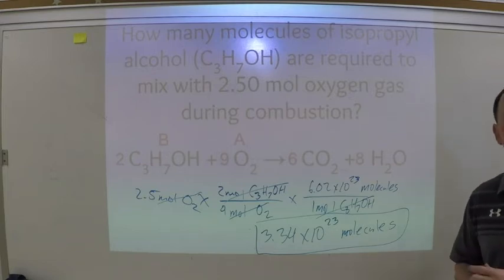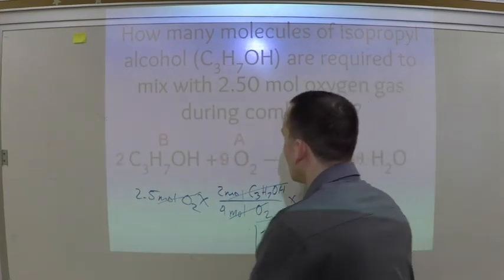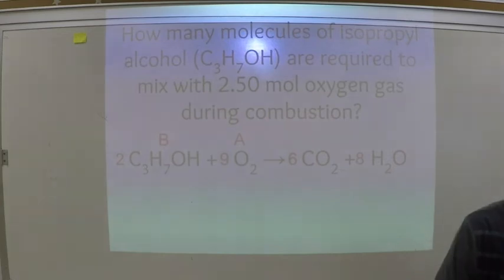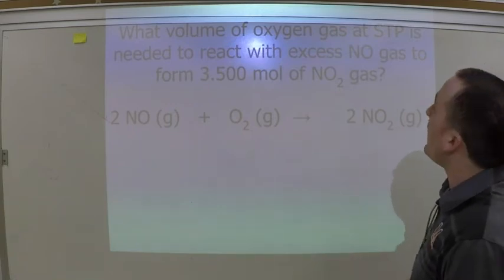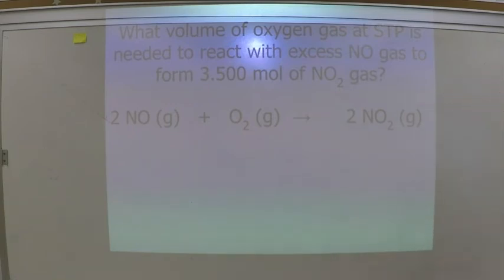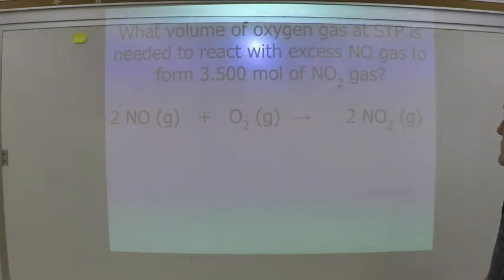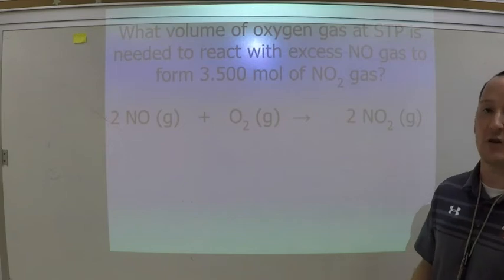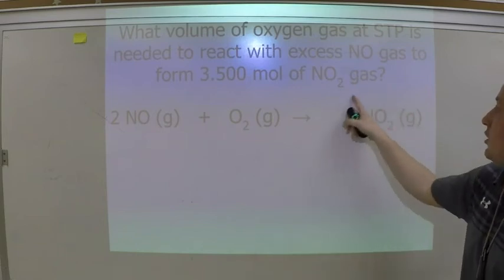Okay? Let's try one more, then I'll give you guys a chance to do some practice on your own. So, here's our next question. What volume of oxygen gas at STP is needed to react with excess NO gas to form 3.5 moles of NO2 gas? So, step 1, is our equation balanced? Yes, it is. Okay. Step 2, identify our given and our desired substances. So, it gave us 0.35 moles of NO2 gas.